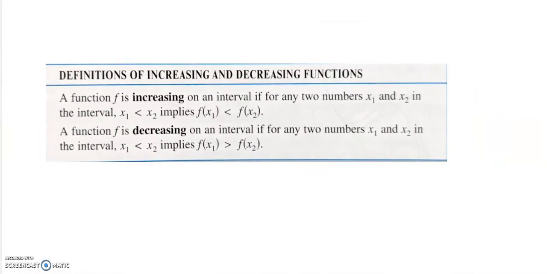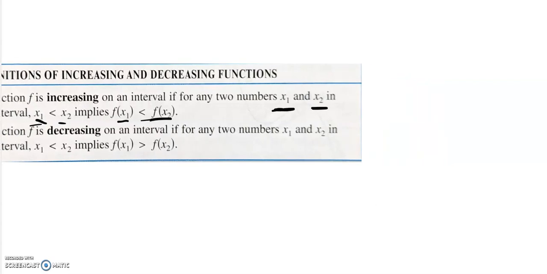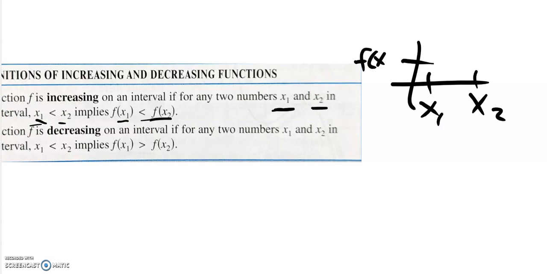So if a function is increasing on an interval, for any two numbers, x sub 1 and x sub 2, where x sub 1 is less than x sub 2, then it implies that f of x sub 1 is less than f of x sub 2. So essentially what that means is, here you have your graph. Here's x sub 1, x sub 2, f of x sub 1, and f of x sub 2. Right? So then x sub 1 is less than x sub 2, and then also f of x sub 1 is less than f of x sub 2. That means that it's increasing.